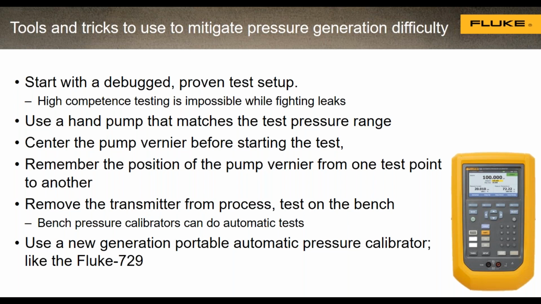It's always easiest to take the transmitter out of the process and put it on a test bench. There are calibrators that can do automatic tests on the bench, but that's not always the most efficient solution. We've got the new Fluke 729 automatic pressure calibrator. You can take that in the field with you and do your calibration in the field. It has a built-in regulator, automatically pumps up to each pressure test point, takes the readings, and of course it documents and uploads to software.